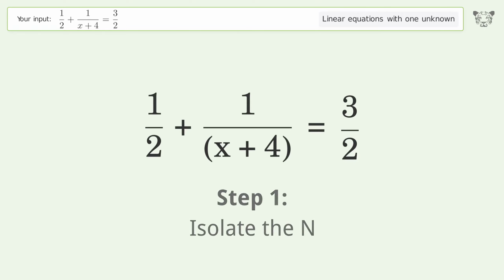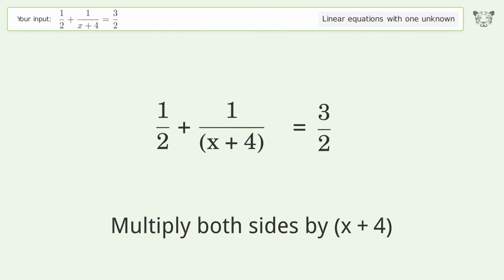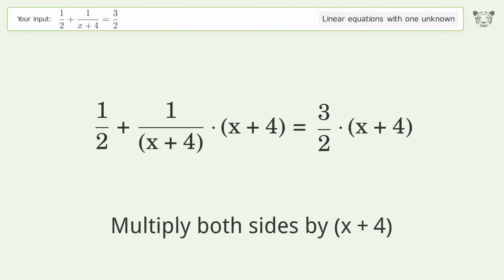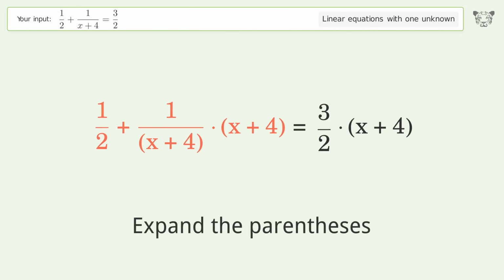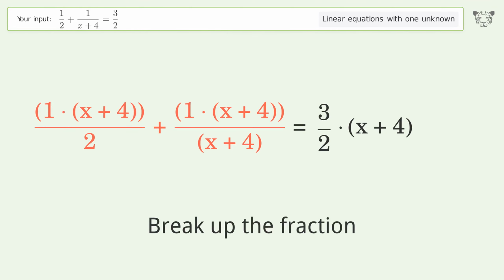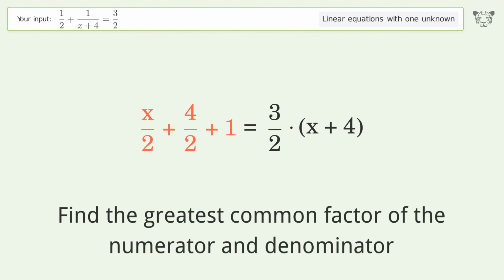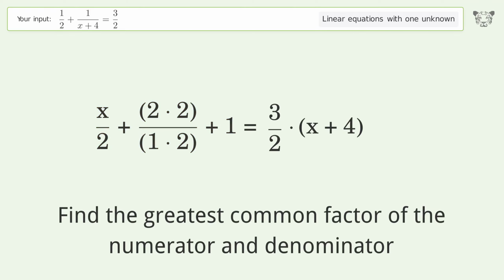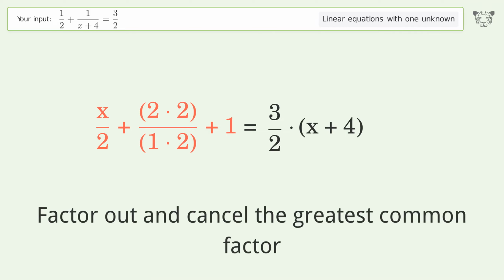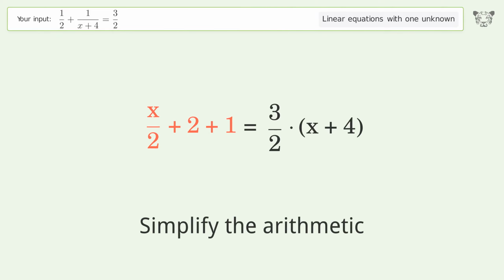Isolate the x. Multiply both sides by x plus 4. Expand the parentheses. Break up the fraction. Find the greatest common factor of the numerator and denominator. Factor out and cancel the greatest common factor. Simplify the arithmetic.